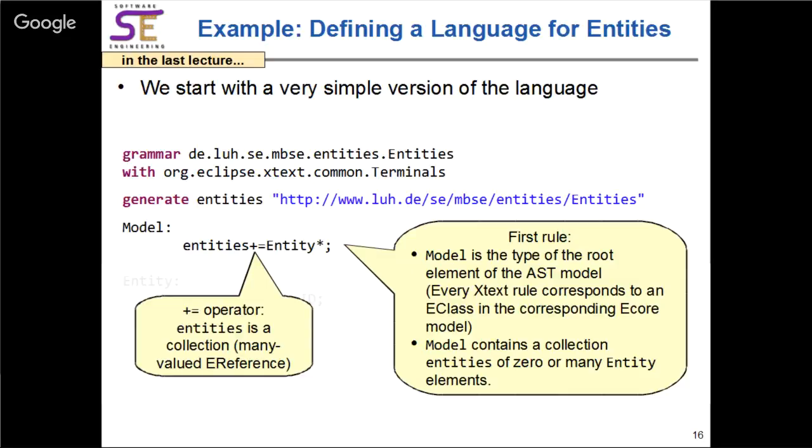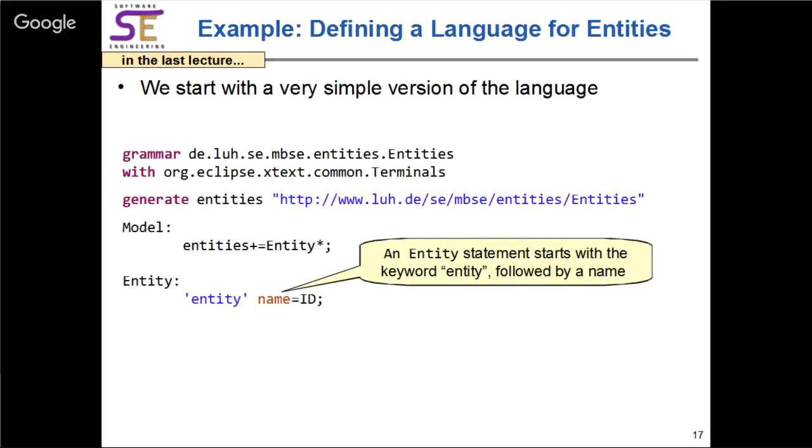Exactly, and this plus equal means we have a collection, and in the underlying eCore meta model, it will be a many-valued EReference of type entity. It will be of type entity because here it says entity, and entity is the name of a new rule, which says an entity is everything where I see the keyword entity followed by a name, and the name should be an ID.